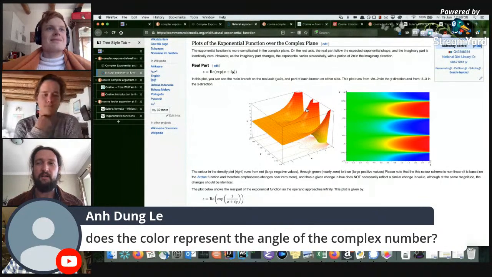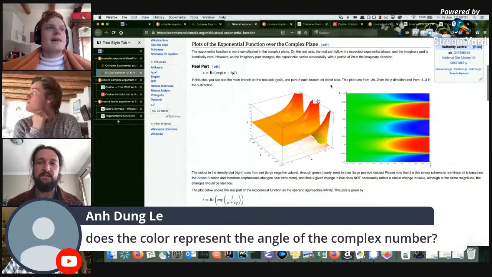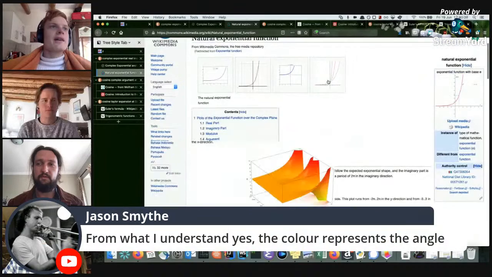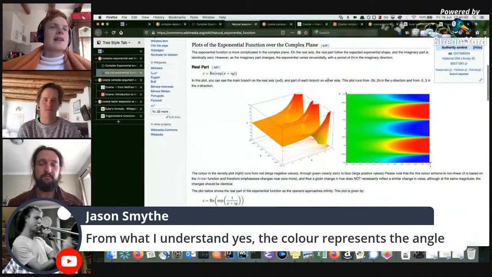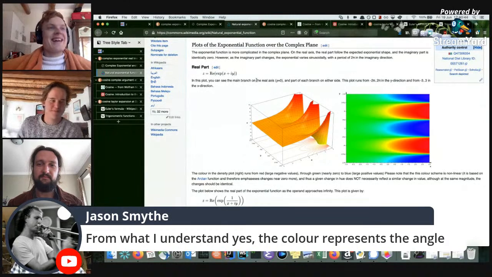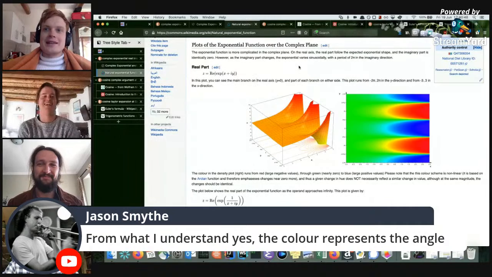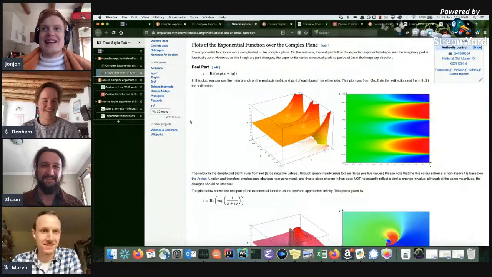So that's kind of why I thought it meant magnitude rather than angle. Okay. Interesting. We have another viewer, Jason Smythe, saying, from what I understand, yes, the color represents the angle. So I think we'll have to get back to everyone on this one, and there is justification.